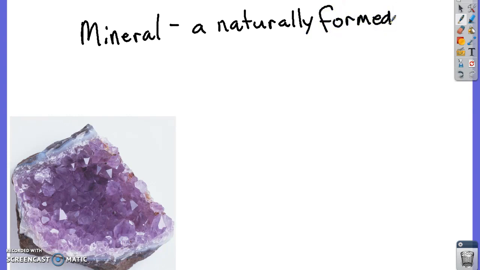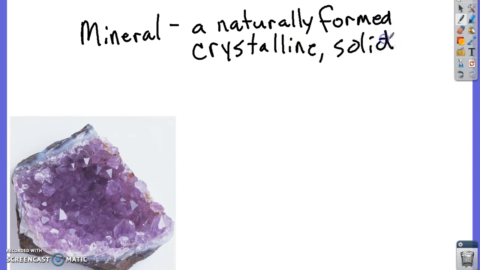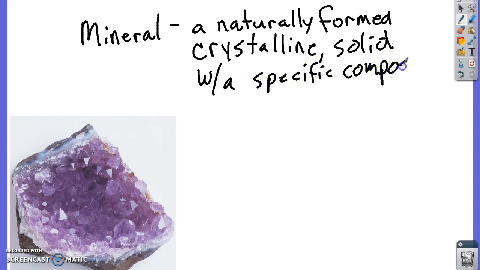It has to be crystalline. Remember we talked about ionic compounds that make crystal structures, like salt makes a cube. Okay, they have to be crystalline, which just means made of crystals. All right, solid. They tend to be solids. And they have to have a specific or definite composition. In other words, they're made out of a particular combination of elements.